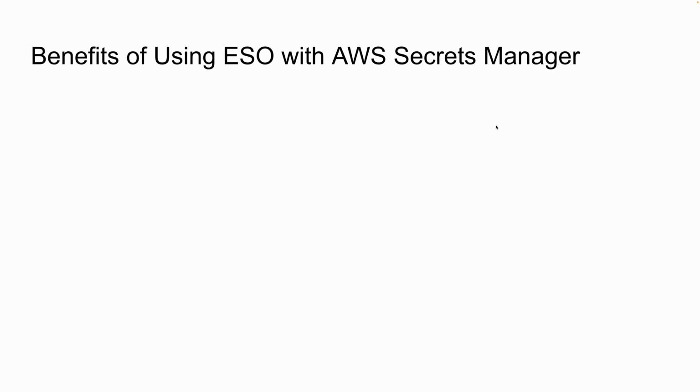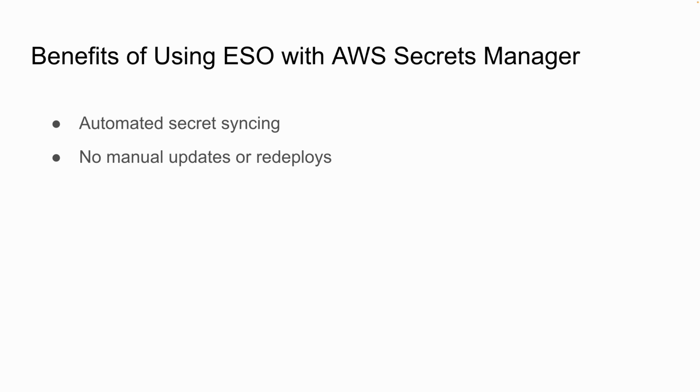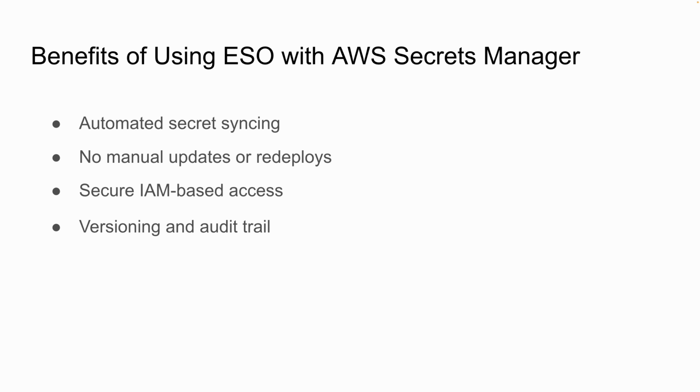So the advantages of using external secret operator with AWS Secrets Manager are: we can automate the secret sync, and no manual updates are required. We can secure our AWS secrets using IAM based access. Also, we get versioning, and we can have an audit trail. It works across multiple environments seamlessly.